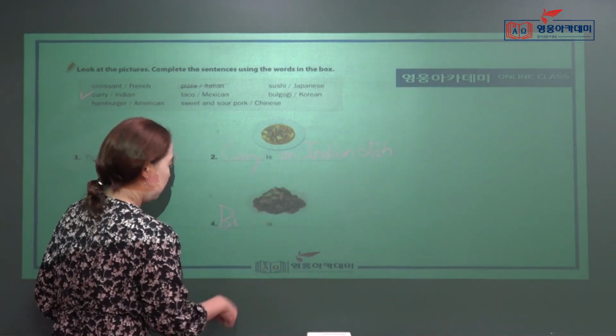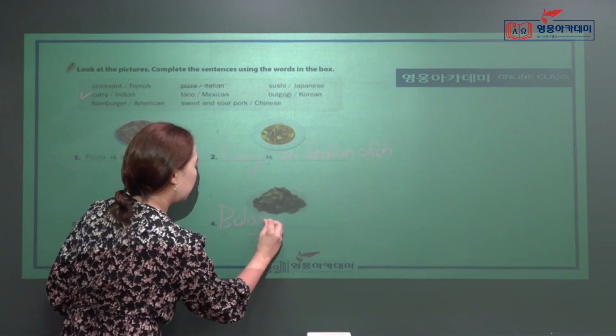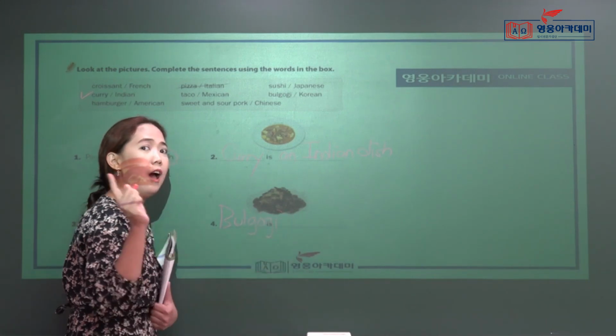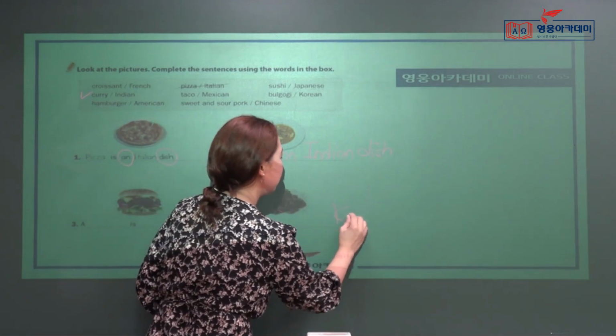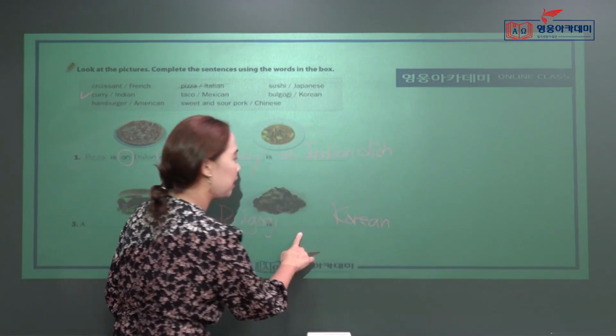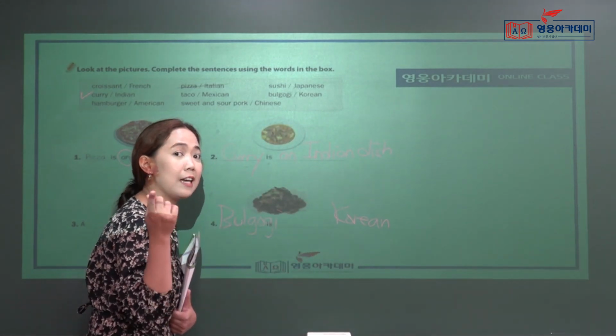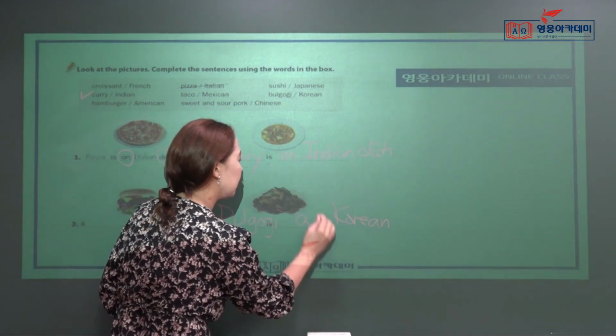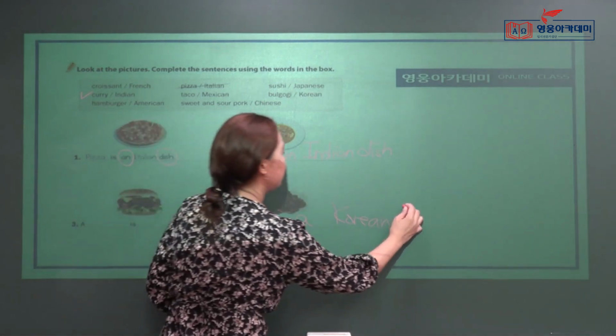So, bulgogi. Bulgogi is Korean, right? So you have to write here, is it A or AN? What article? It's A. Bulgogi is a Korean dish.